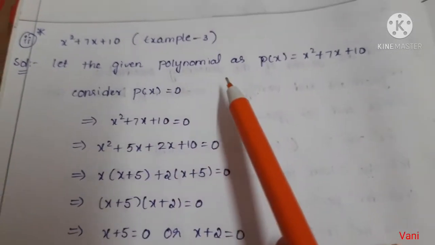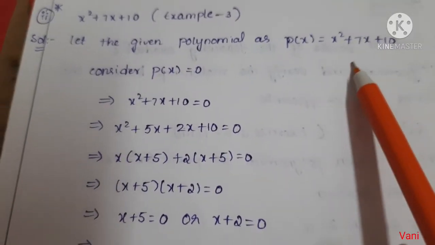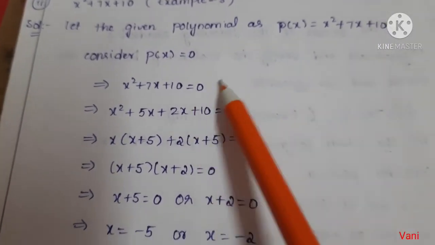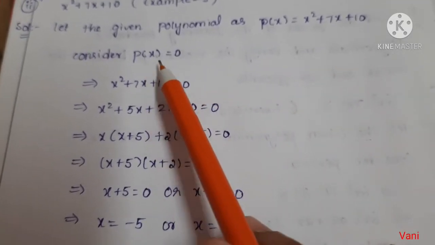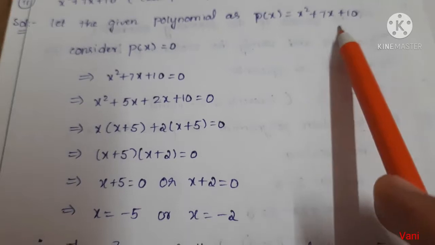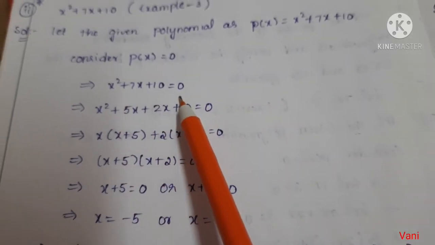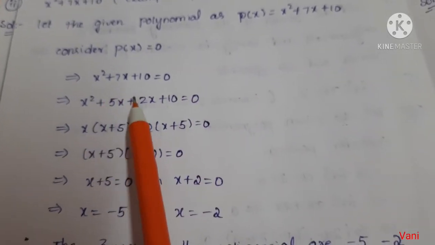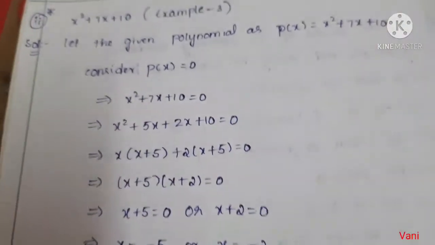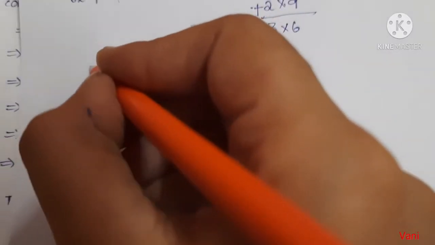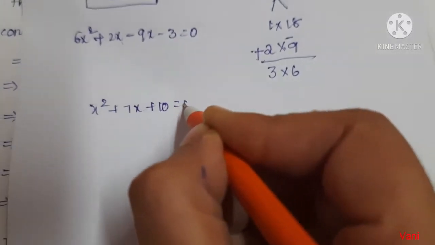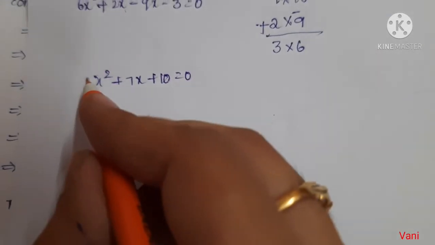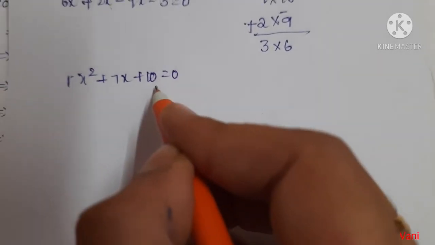First write the given polynomial p of x is equal to x square plus 7x plus 10. To find the zeros of the polynomial, equate p of x to 0. So x square plus 7x plus 10 is equal to 0. So do factorization. Here the highest degree coefficient is 1 and the constant term is 10.